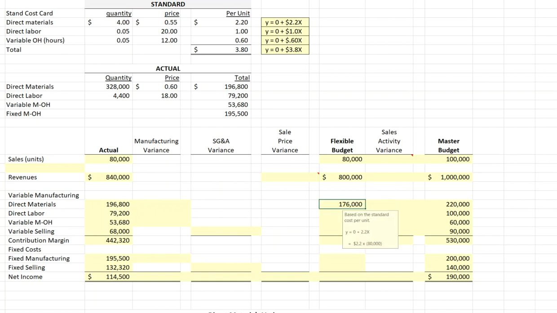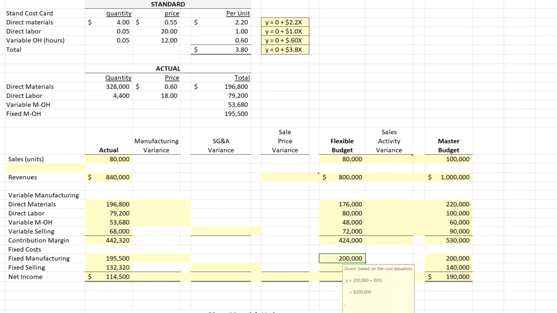Our direct material cost was $2.20 per unit, so we get $176,000 for budgeted direct material cost. Our budgeted direct labor cost would be $80,000 or $1 per unit. The variable manufacturing overhead would have been $48,000. Variable selling, $72,000, for a total contribution margin of $424,000. That's our $800,000 in sales revenue minus our variable cost.